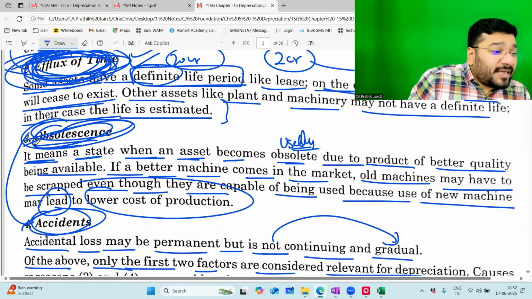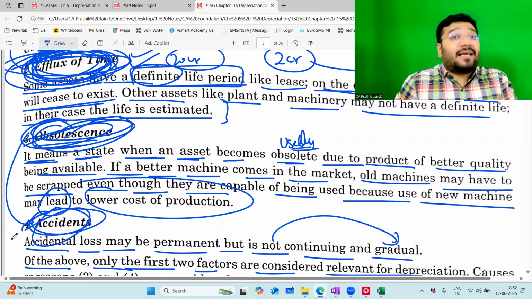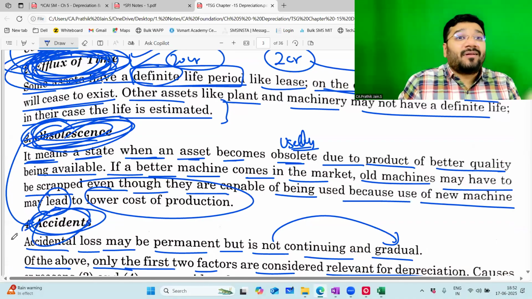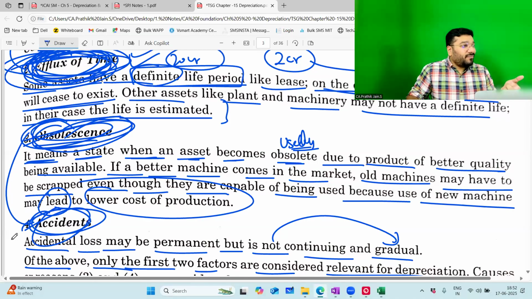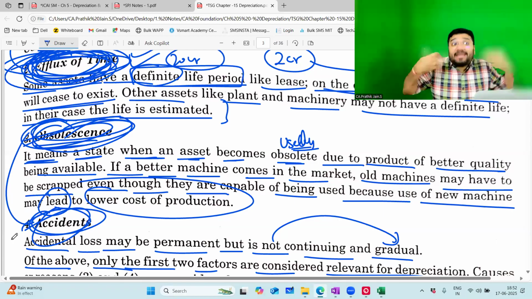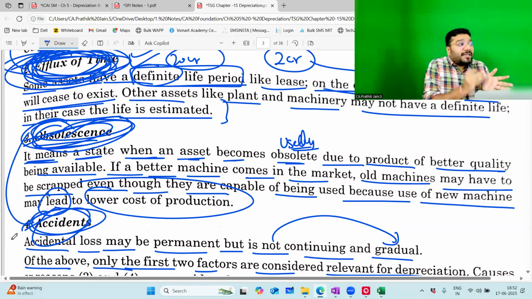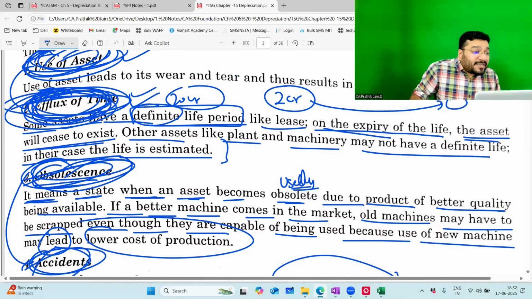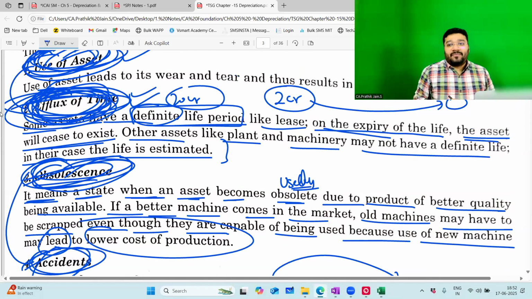Whereas obsolescence and accident is the fall in the value of the asset, but actually it is not depreciation. From 7 lakh, it became 0. Depreciation means what? Gradual wear and tear. Here, what happened? In no second, from 7 lakh, it became 0. So, primary reason for depreciation: whenever you charge depreciation every year, the primary reason for depreciation is what? Use of asset and efflux of time.